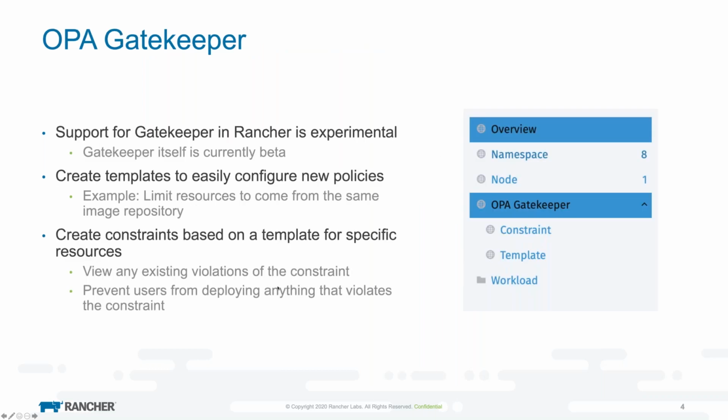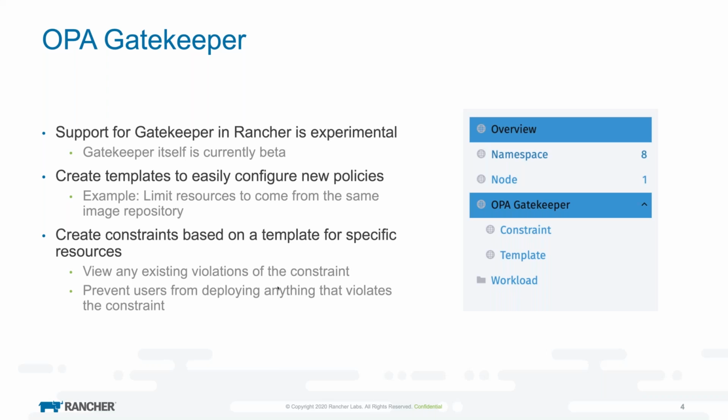One of the things is that Gatekeeper in Rancher is experimental, otherwise known as a preview. The reason is that Gatekeeper itself is currently in beta. I think there are plans for it to GA sometime in 2020, but we're keeping a close eye on it, and as they roll out newer beta releases, we're going to try to incorporate them and get the latest and greatest into Rancher.